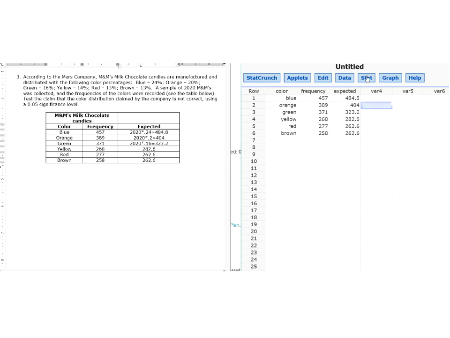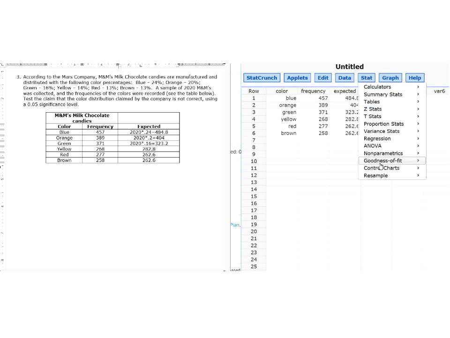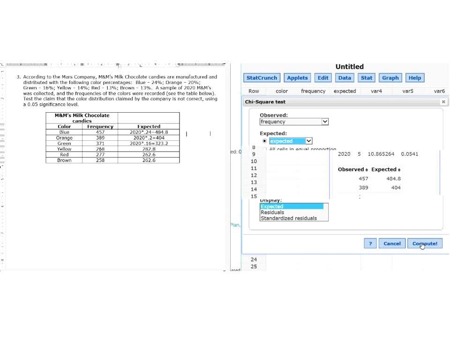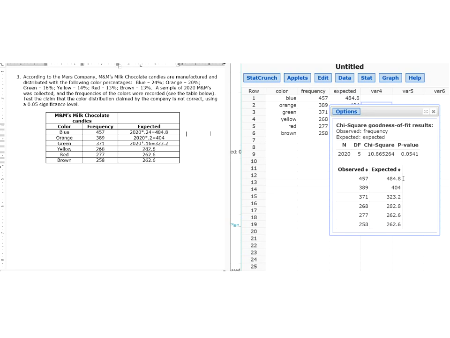Okay, and then I'm still trying to do a goodness of fit test, so I'm going to use stat, goodness of fit, chi-square test. So my observed values are the frequency that I got from this table. That was from my actual sample. My expected values I put in the column that I named expected. So this time, since it wasn't all in equal proportion, I actually have to tell it what those numbers are. And I'm going to do compute. And this shows me my entire table that I already put in there. And it gives me all that other information also.